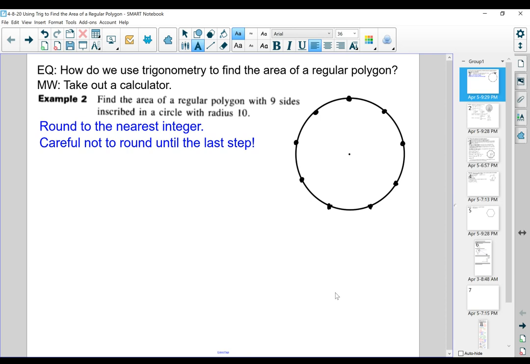Hi everyone. So today we're going to talk about how we can use trig to find the area of a regular polygon. So make sure you take out a calculator for this particular problem. The example asks us to find the area of a regular polygon with 9 sides, inscribed in a circle with a radius of 10. So we're going to draw a nonagon.